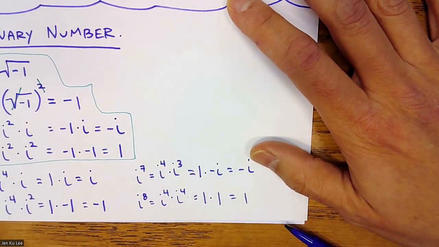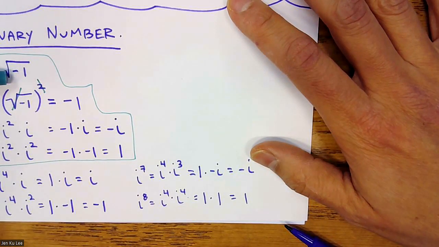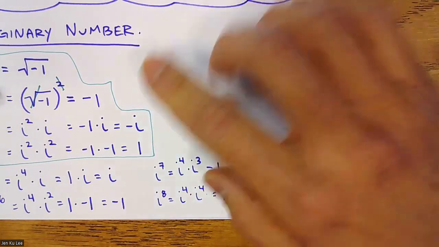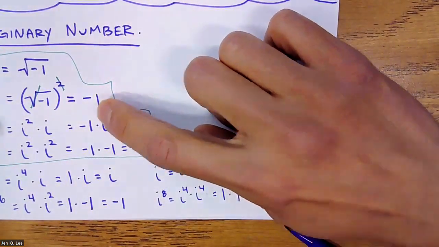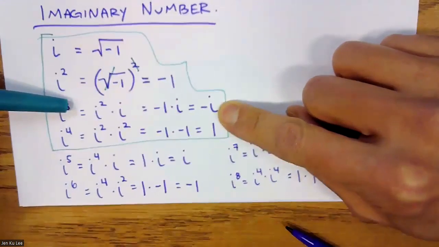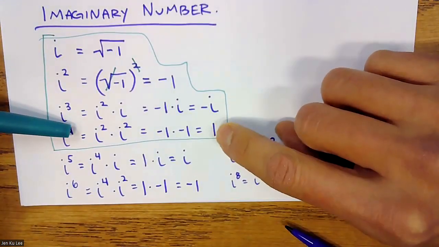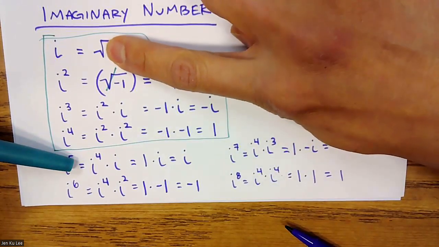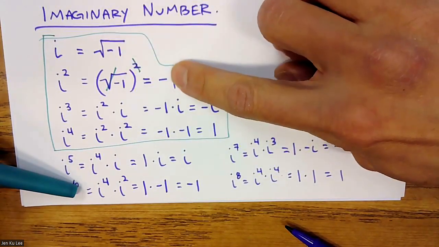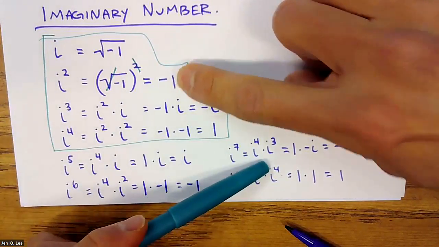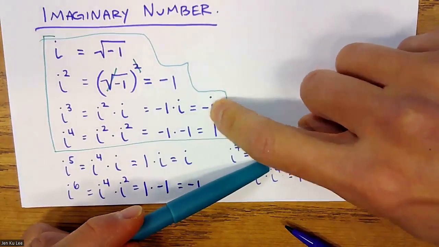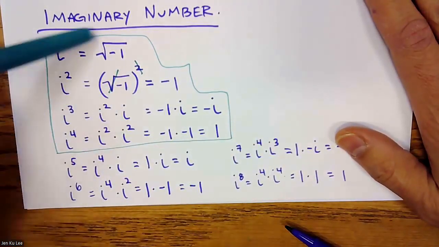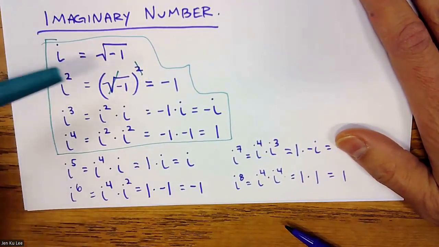This is your pattern. I to the first is the square root of -1, I squared is -1, I to the third is -I, I to the fourth is 1, I to the fifth is I, I to the sixth is -1, I to the seventh is -I, I to the eighth is positive 1, right? So it just keeps on going back to this.